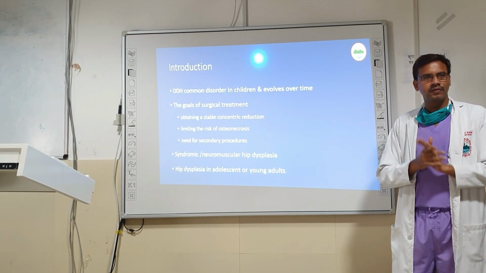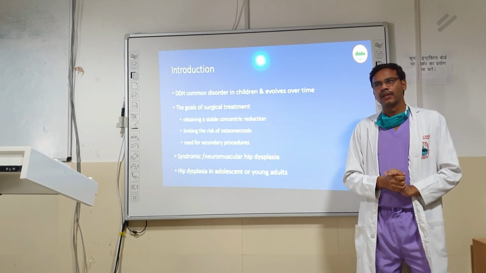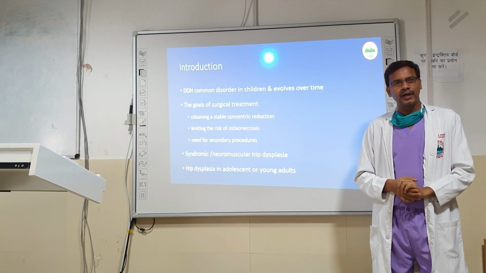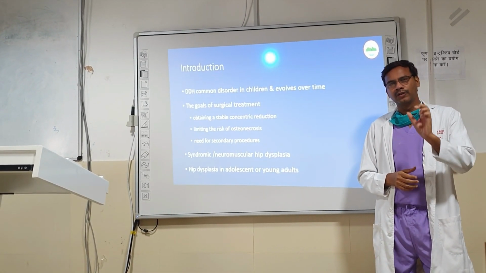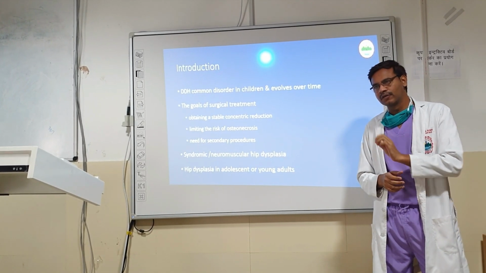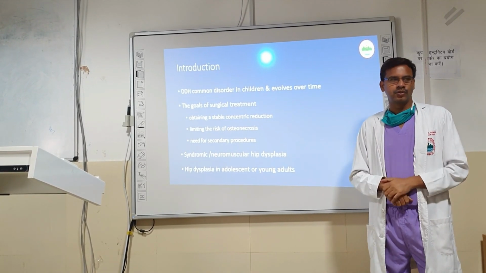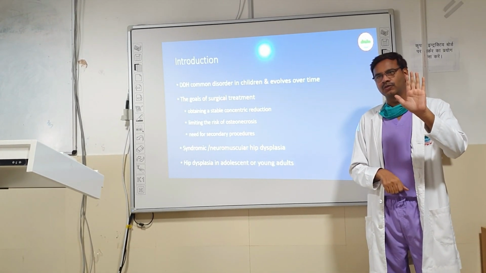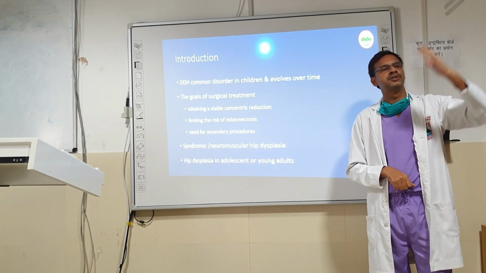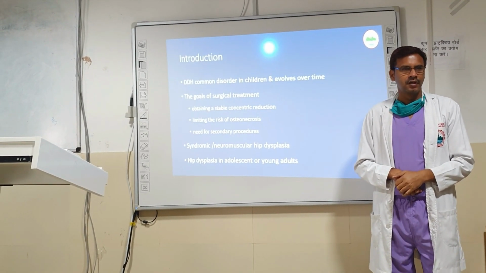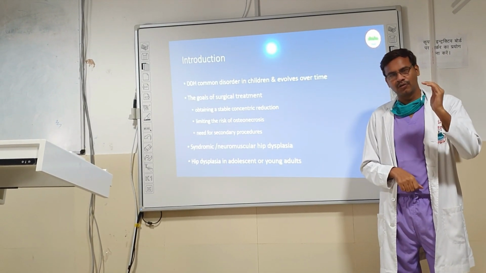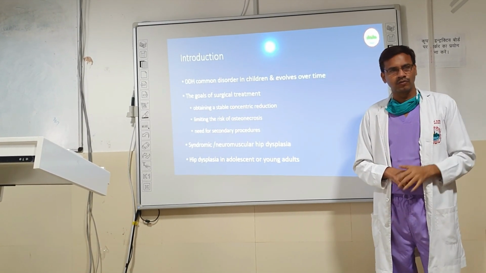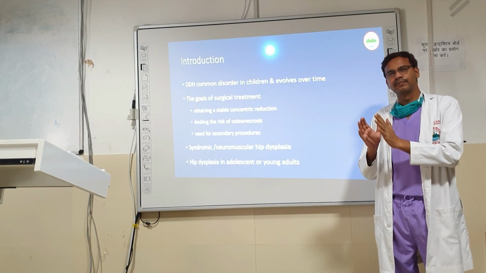Now, this is one extreme, frank dislocation. In the middle part of DDH are those children where there is never a dislocation, and the child presents in adolescence, usually at 12 to 15 years of age, with pain in the hip joint. You do an X-ray of the hip and see dysplasia of the hip, meaning the acetabulum is shallow. It may have a little subluxation, but there is never dislocation.